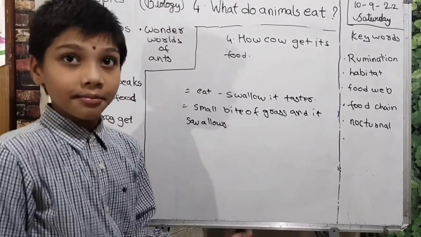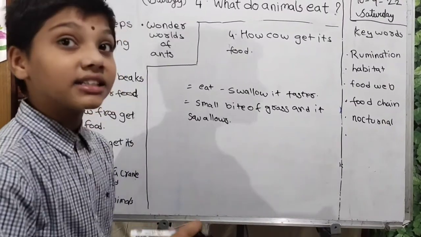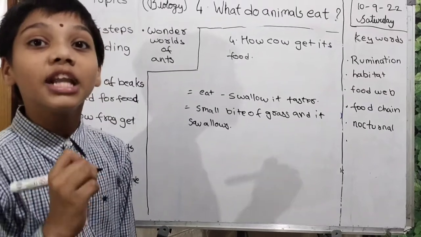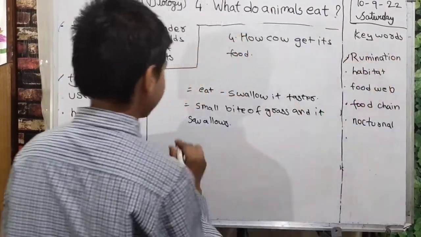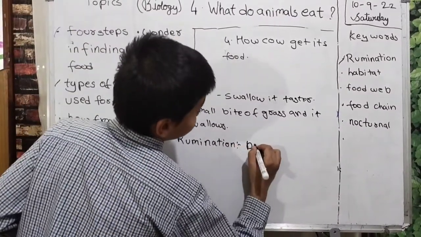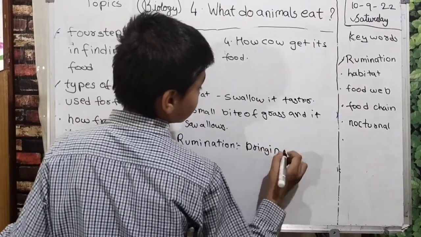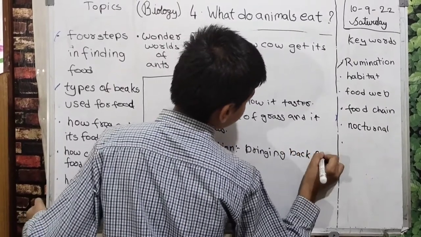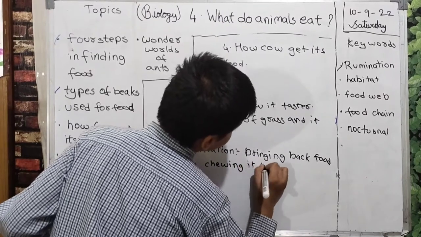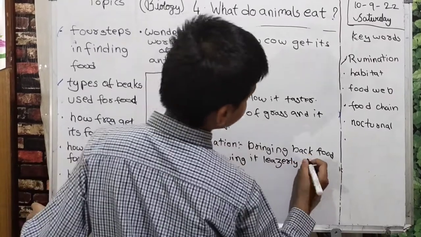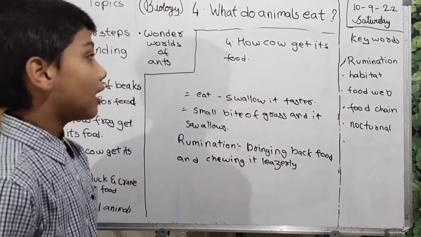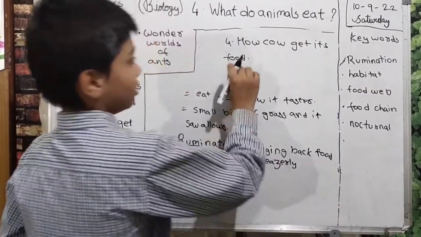After, when it has leisure time, it sits quietly and nicely and brings the food back into its mouth and chews. This process is known as rumination. Rumination means bringing back food and chewing it leisurely. So the cow gets its food by the process of rumination.